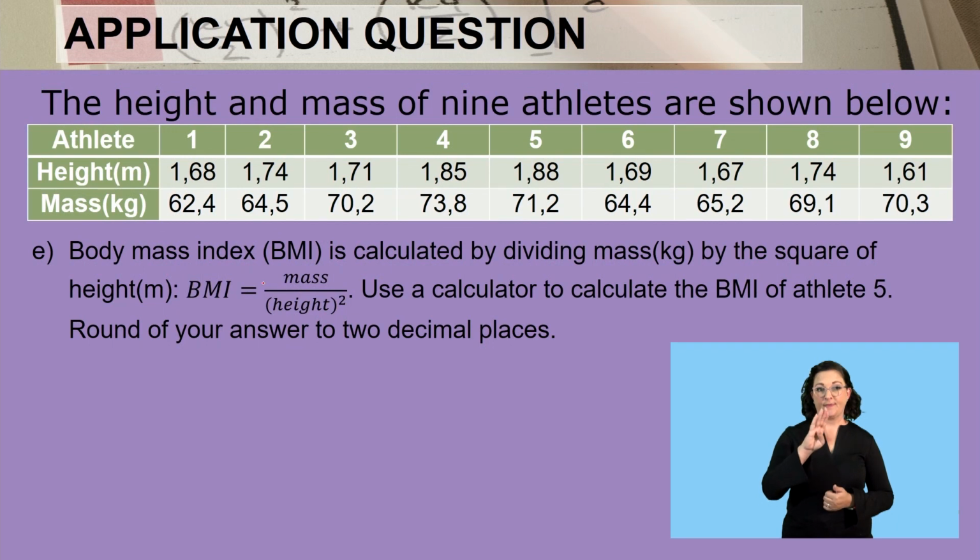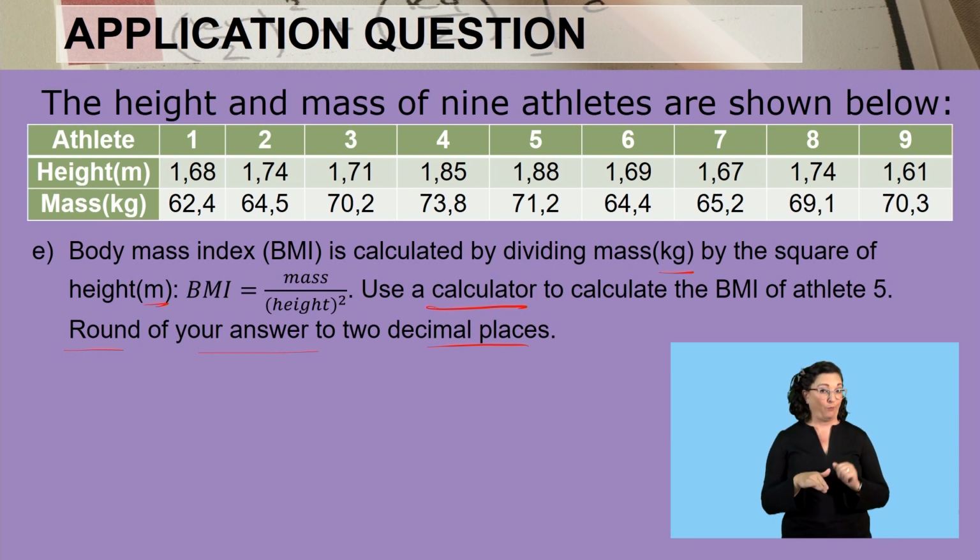Let's look at the final question. Body mass index, BMI, is calculated by dividing a mass in kilograms by the square of the height in meters. The formula algebraically is given as BMI equals mass divided by height squared. Then the question says, use a calculator to calculate the BMI of athlete number 5. Then you round your answer to 2 decimal places. This part would be the last thing we do. Number 1, take out our calculators. We write this formula down.